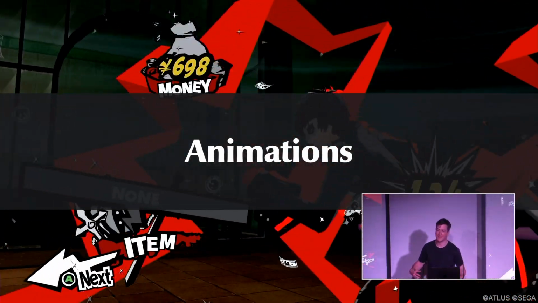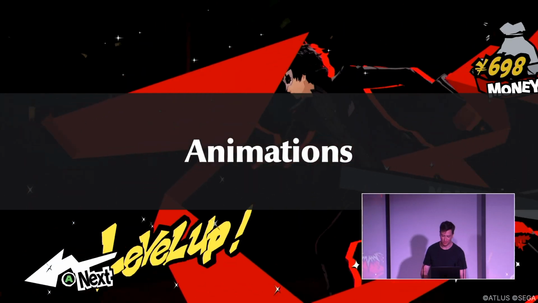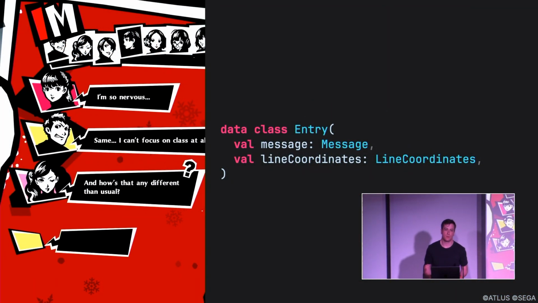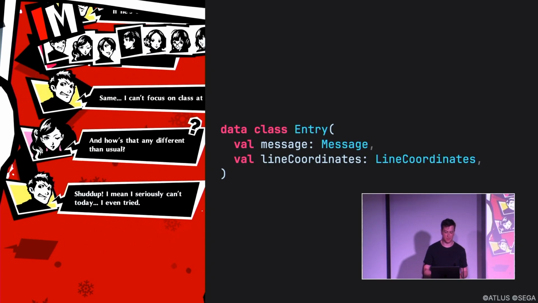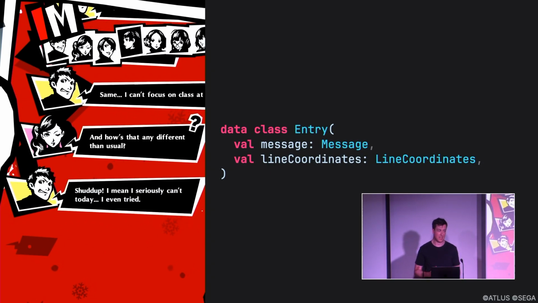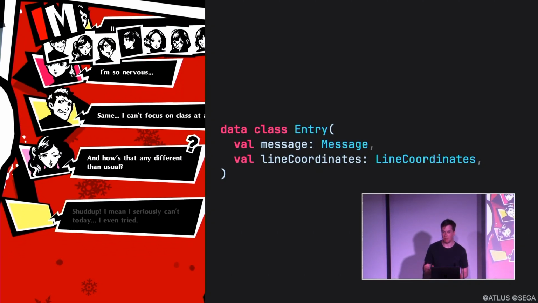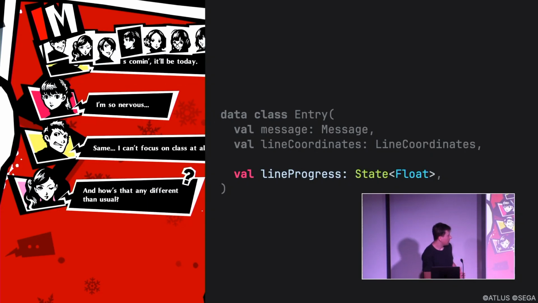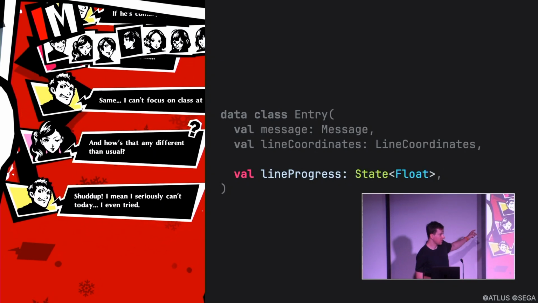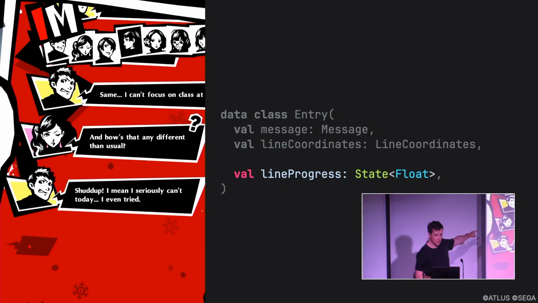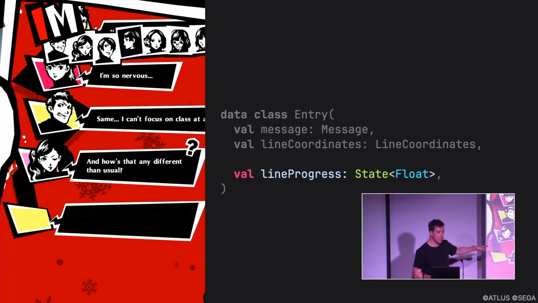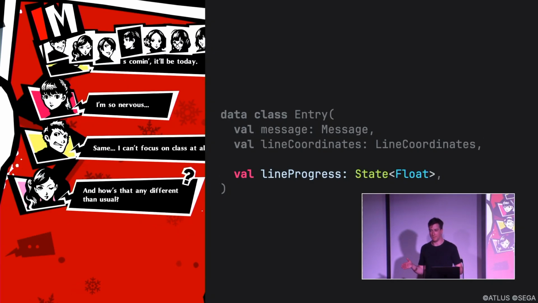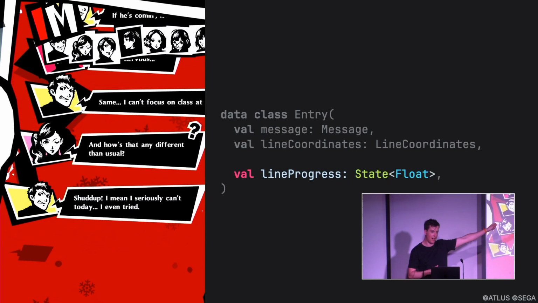But we haven't animated anything yet. We've got to make this thing move. How do we do that? Well, we've got this entry type already that's storing the message and all of the line coordinates. Animation state really kind of belongs to each one of these entries as well. We want to keep track of the line progress. So you can think of this as where are we as we're drawing this line from one message to another in terms of a percentage going from 0 to 1. So if we're 0.5, the line would be like halfway down.